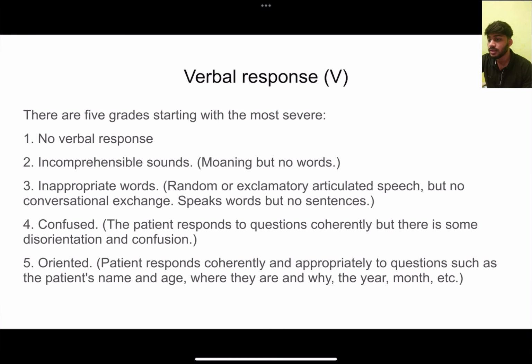Verbal response. There are 5 grades, starting with the most severe: no verbal response; incomprehensible sounds, moaning but no words; inappropriate words, random or exclamatory articulated speech but no conversational exchange, speaks words but no sentences; confused, the patient responds to questions coherently, but there is some disorientation and confusion; and oriented, the patient responds coherently and appropriately to questions such as the patient's name and age, where they are and why, the year, the month, etc.